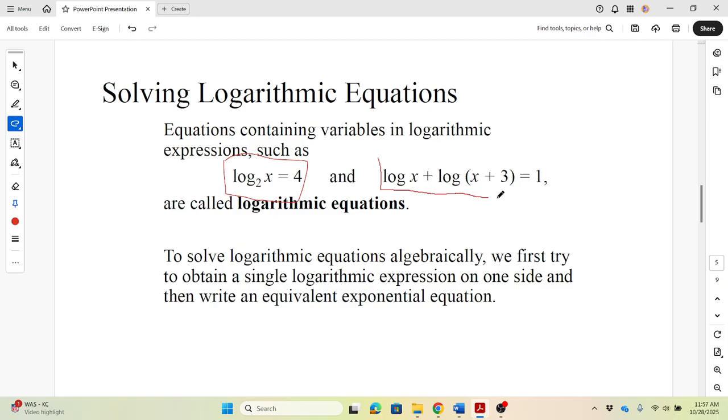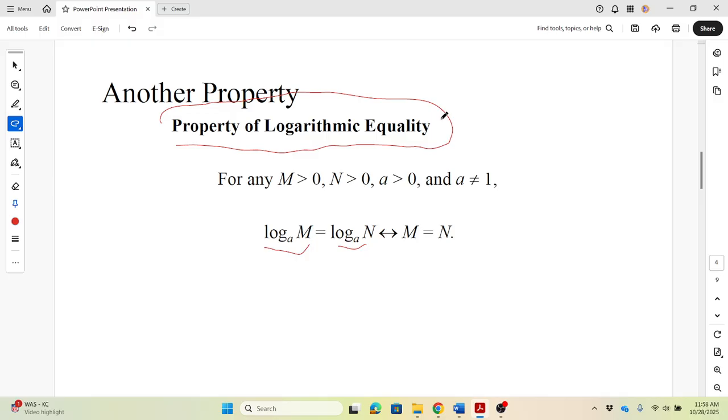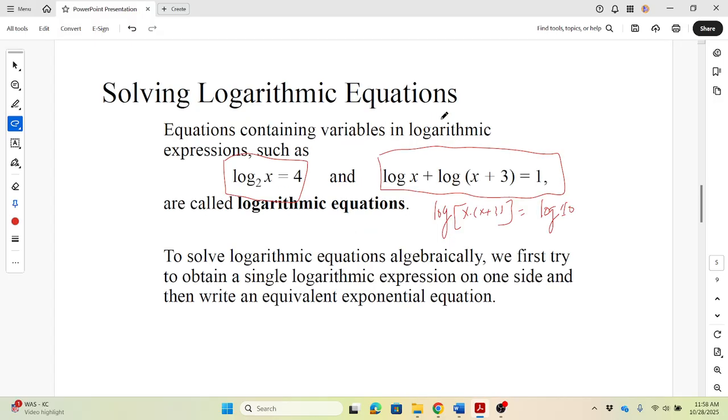Can we solve the second one? You can express the first one as one log function, which is x times x plus 3. It's a multiplication because there is a plus sign. On the other side there is a 1, but you can also write 1 as log 10 because log 10 is 1. So now, because you have a log on both sides, you can apply this basic property to solve this log equation.